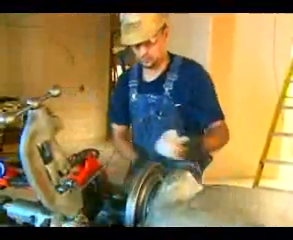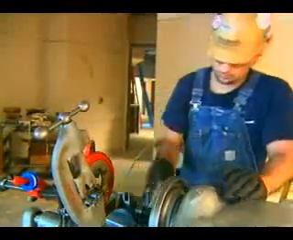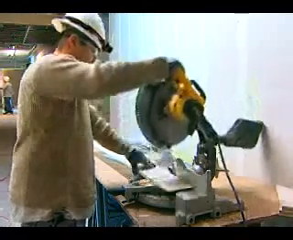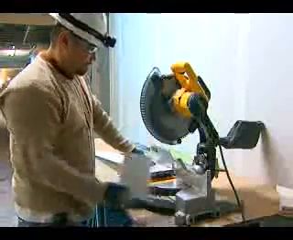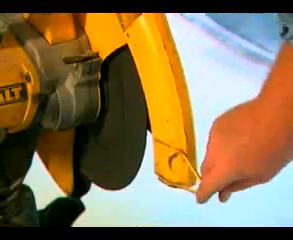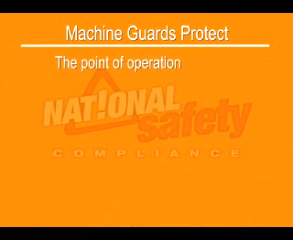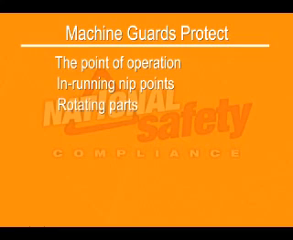Belts, gears, shafts, pulleys, drums, flywheels, chains, or other reciprocating, rotating, or moving parts of tools and equipment must be guarded if such parts are exposed to contact by an operator or other personnel. Machine guards, as appropriate, must be provided to protect the operator and others from the following: the point of operation, in-running nip points, rotating parts, and flying chips and sparks.